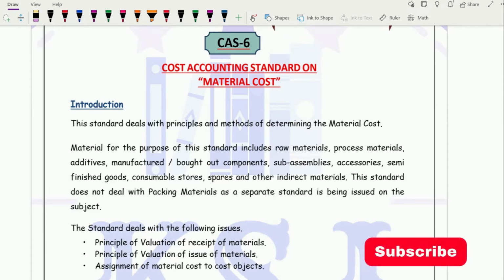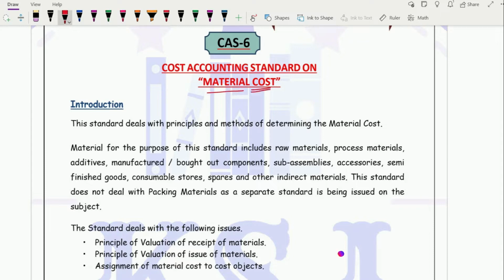So let's continue with our discussion on cost accounting standards, and we are moving on to cost accounting standard 6, that is on material costing. Now for this we have already studied the whole chapter of material costing, right? When we are talking about CAS 6, that is material cost, what type of material are we talking about, whether the raw material, the finished goods, WIP, what type of material we are talking about.